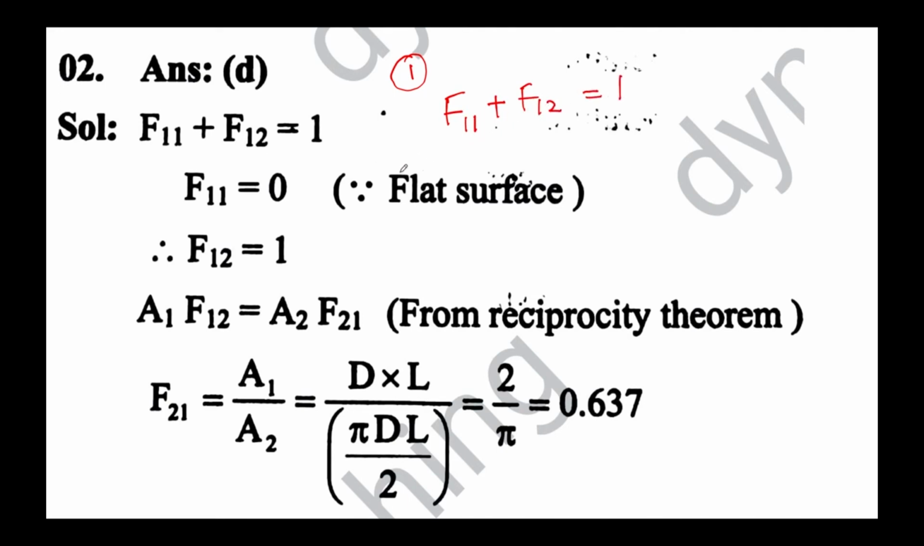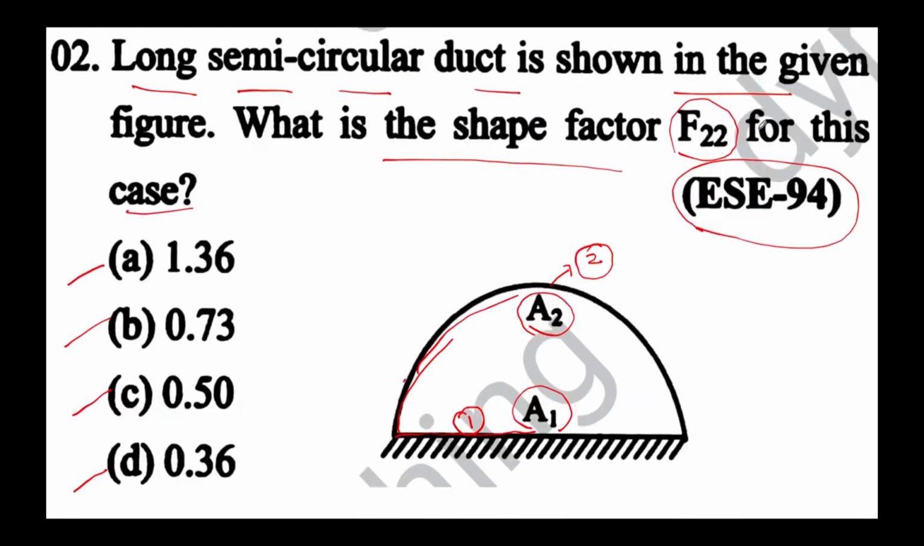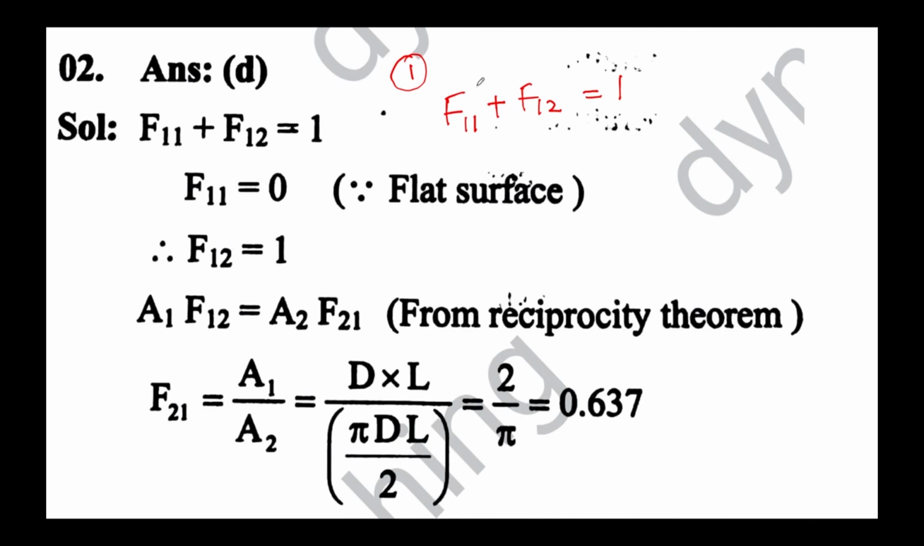Since the first surface is flat, as you can see from the diagram, there is no chance for the heat leaving from the surface to fall on the same surface itself. So I can say that all the heat leaving from the first surface should definitely fall on the second surface. So F12 is equal to 1.